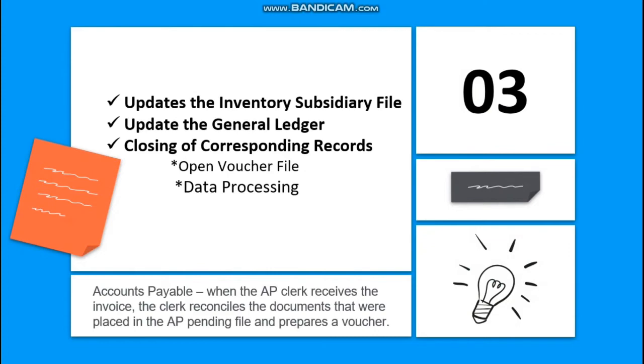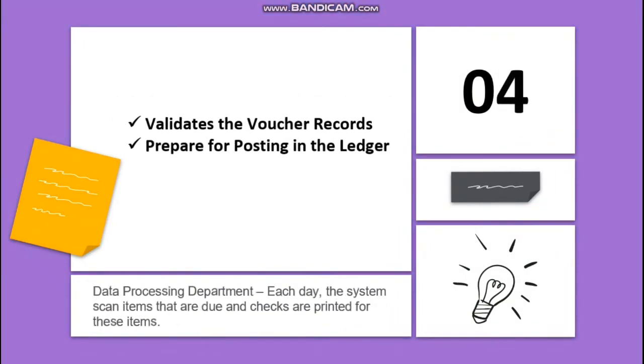and sends a copy of the voucher to data processing. In step 4, a batch program validates the voucher records against the valid vendor file, adds them to the voucher register, and prepares batch totals for posting to the AP control account in the general ledger. Each day, the system scans the due date field of the voucher register for items due. Checks are printed for these items, and each check is recorded in the check register. The checks, along with the transaction listing, are sent to the cash disbursement department. Finally, batch totals of closed accounts payable and cash disbursements are prepared for the general ledger update procedure.